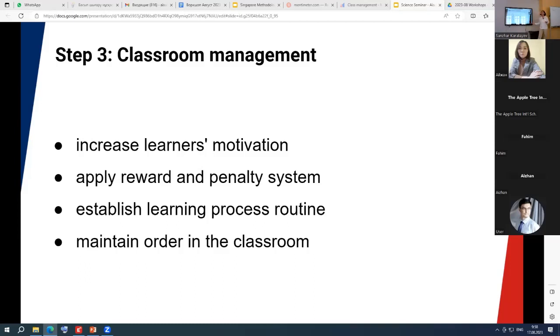And maintain order in the classroom, of course, it's very important. So the method that improved things for me was reward and penalty. If they do something good, they are rewarded. If not, then there is some penalty, but it's not good to focus on penalty. It's just good to focus on reward, to be honest, because it's more effective.